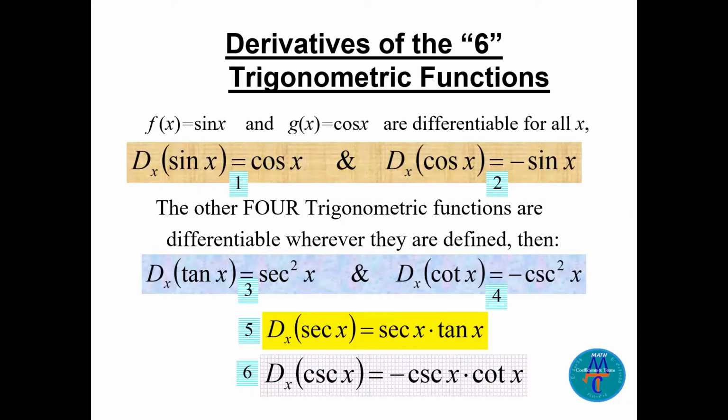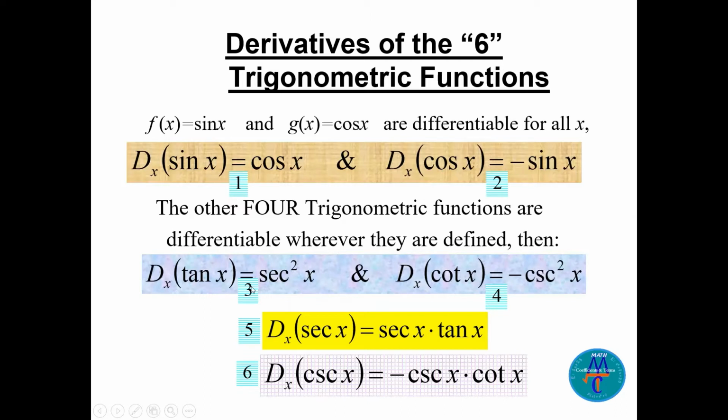If f of x is equal to sine of x and g of x is equal to cosine of x, they are differentiable everywhere and they are defined on the real numbers. So we can see the derivative of sine of x is equal to cosine of x. That's a simple rule here. You have to remember that. And the derivative of cosine of x is minus sine of x.